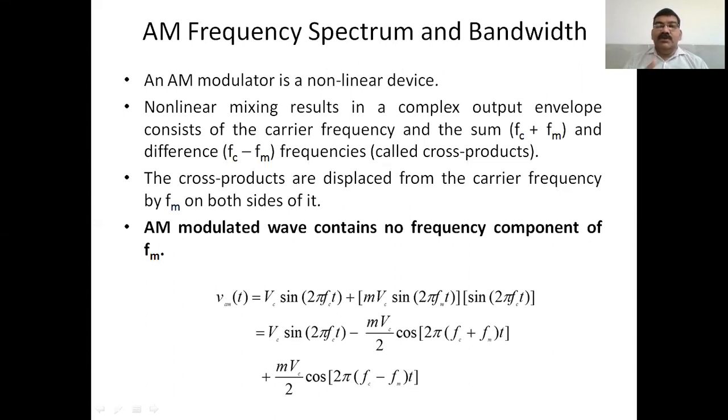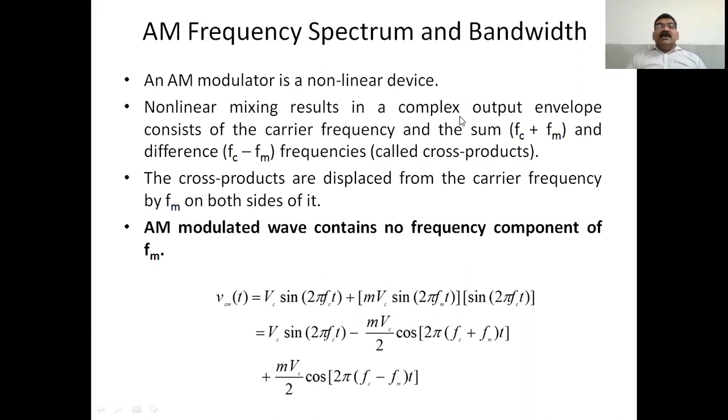Amplitude is one thing, as you know from signals and systems. Amplitude is one part, and the other is the representation of the same signal in the frequency domain. Now we will represent what we discussed as amplitude modulation in the frequency domain. The AM modulator is a non-linear device, so non-linear mixing results in a complex output envelope.